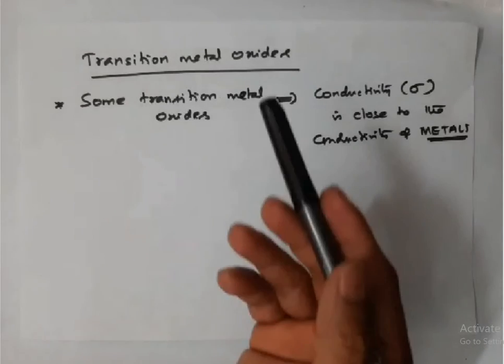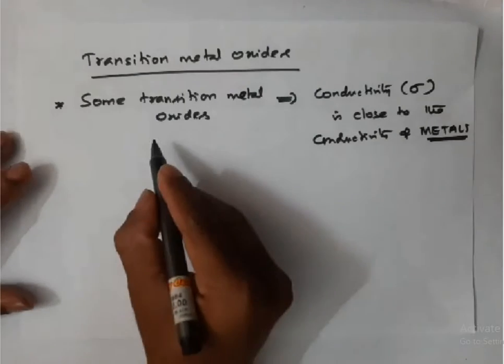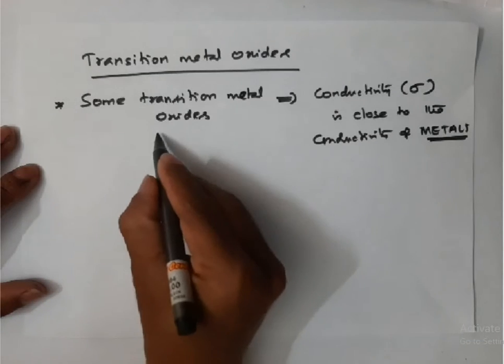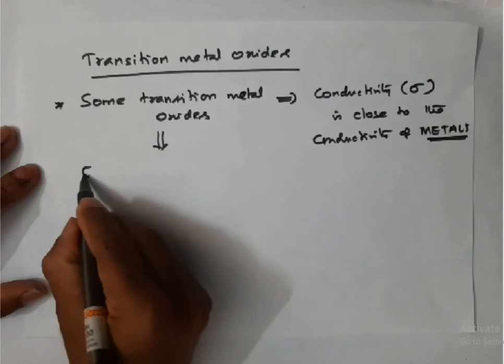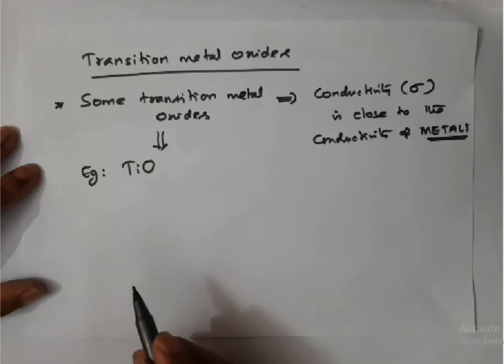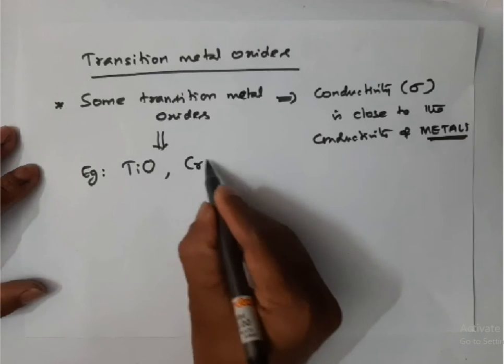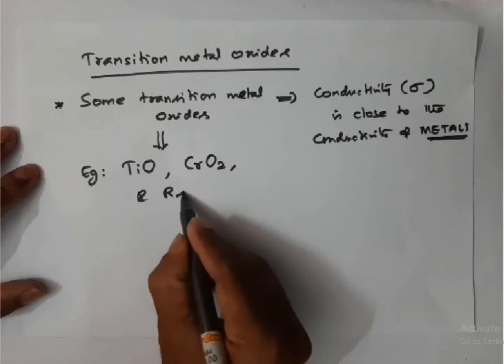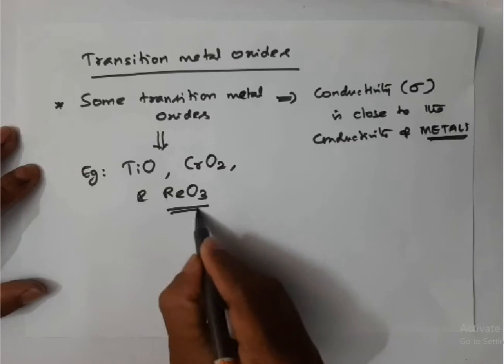Okay, people are doing a lot of work in this, which are all the transition metal oxides. I'll give a few examples here. Some transition metal oxide examples: titanium oxide TiO, chromium dioxide CrO2, and rhenium trioxide ReO3.